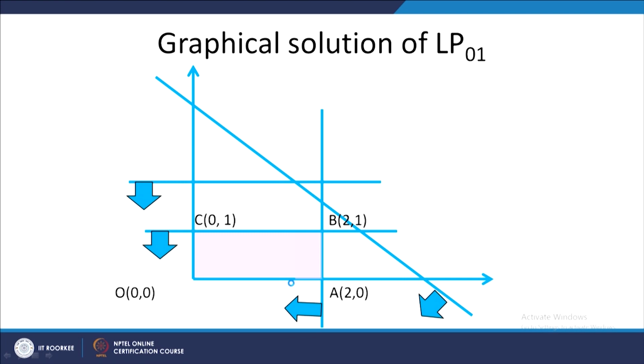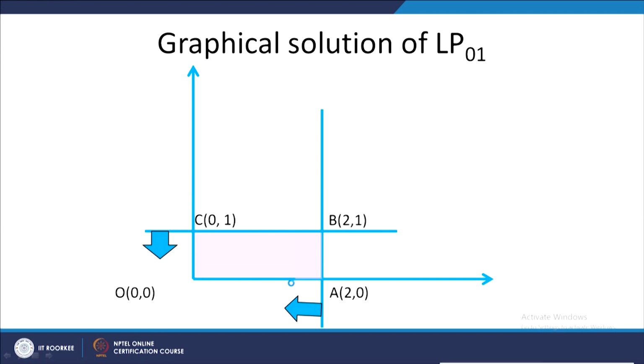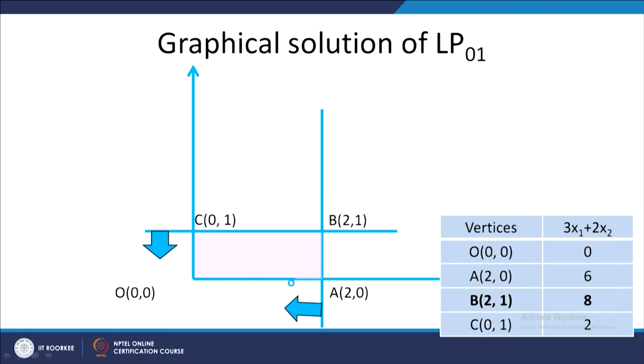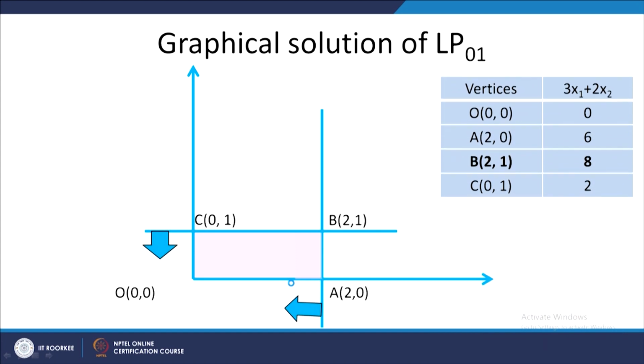The graphical solution of LP01 looks like this, as is shown here in this graph. Apart from the original LP0 constraints, we have an additional constraint, and this is what it looks like. The solution to this LP01 gives us the point B, which is given by 2 comma 1, and fortunately 2 comma 1 is an integer solution. So we are very happy with this because this is what we were looking for.